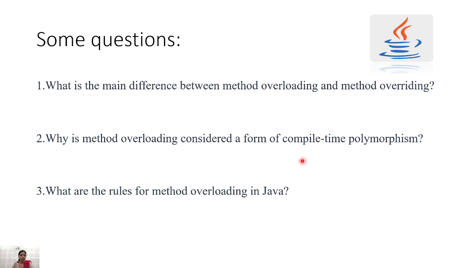Here are some questions. What is the main difference between method overloading and method overriding? Why is method overloading considered a form of compile time polymorphism? What are the rules for method overloading in Java? Try to answer these questions.